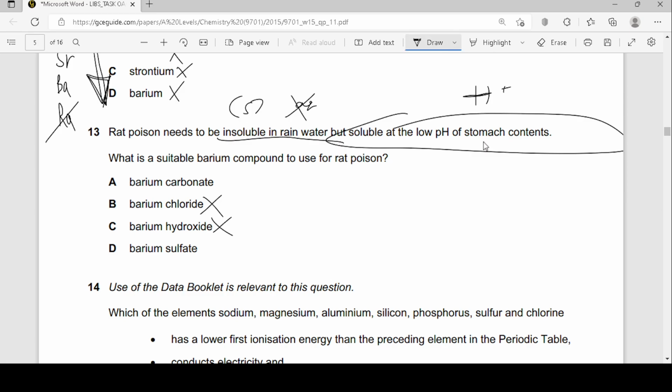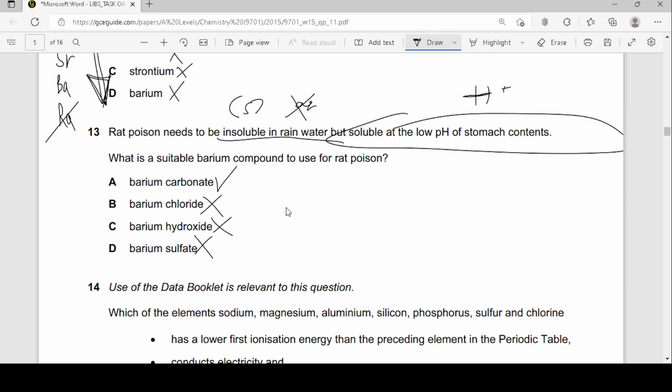It does react with, I think, hot concentrated H2SO4, because there's something involving HSO4 minus, which I don't know exactly how it reacts with hot concentrated H2SO4, but it does. But with most acids, it doesn't really react. Even with hot concentrated HCl, it does not react. So this is wrong. Barium sulfate is not the answer.